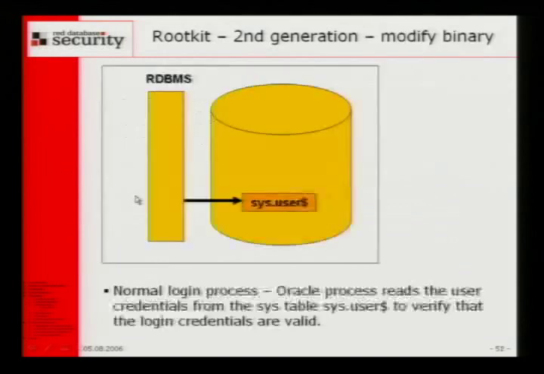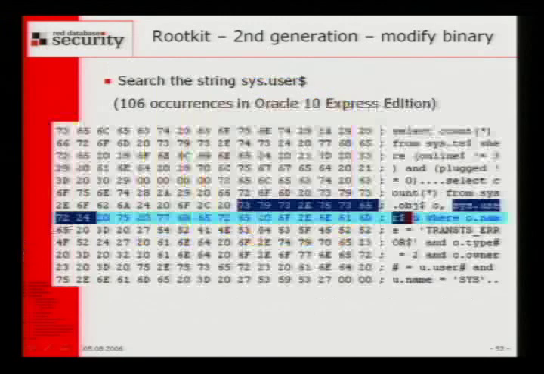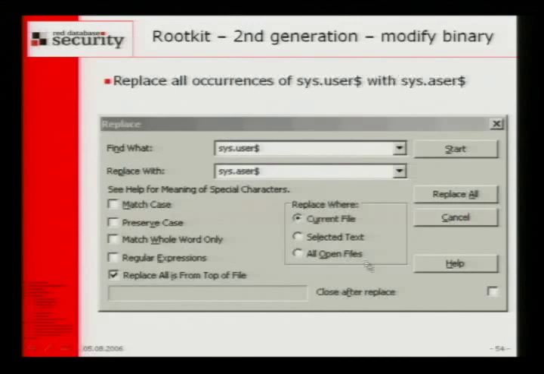One possibility is the modification of binary files. So what happens if you connect to an Oracle database? Oracle looks up in the table user$. The question is, how does Oracle know to look up in this table? Because it's somewhere hard-coded. And in Oracle 10g, for example, there are 106 occurrences in the binary file. And all the select statements in the binary files are not obfuscated. So with a simple text editor, you can rename this table.